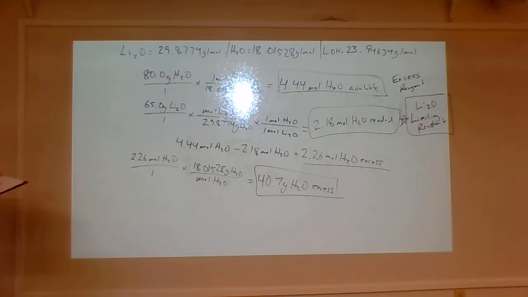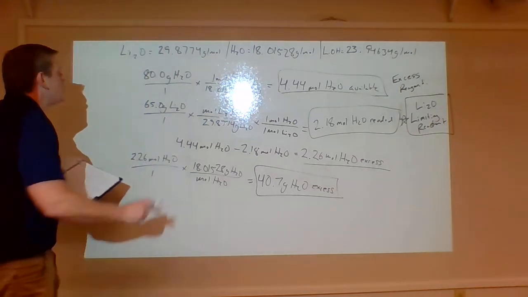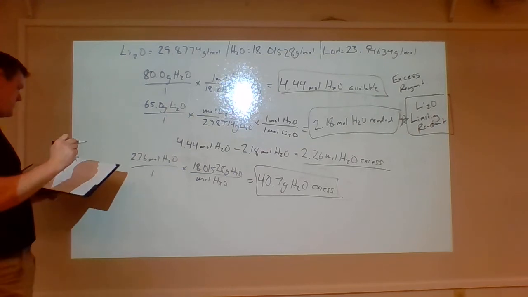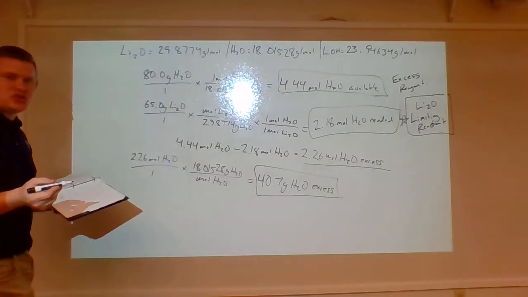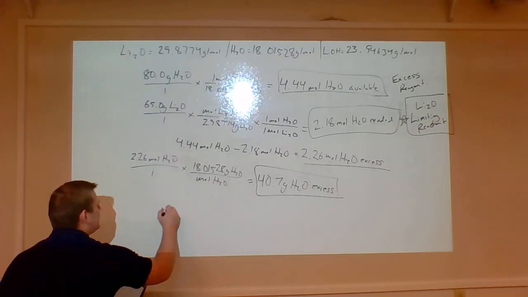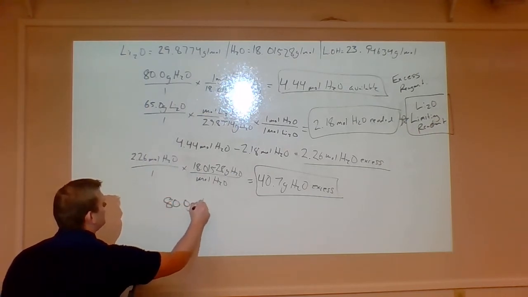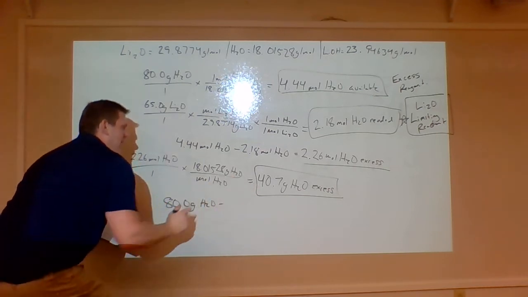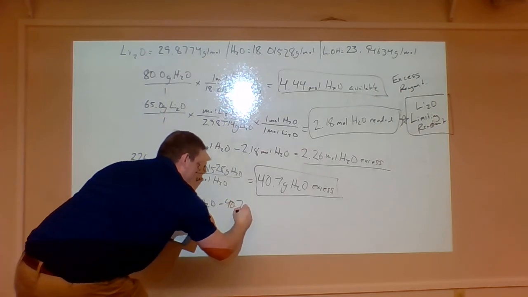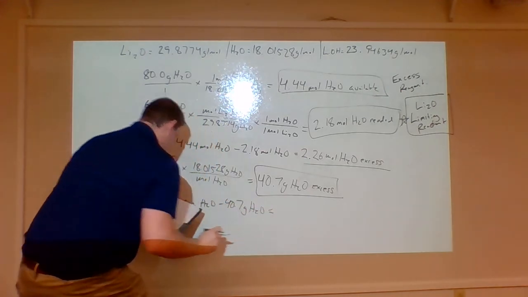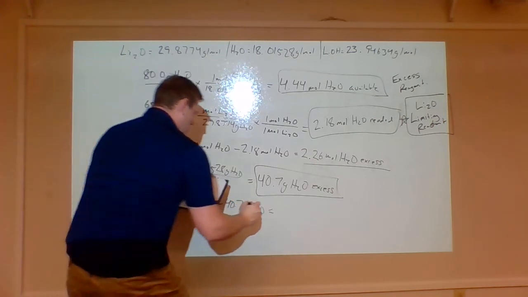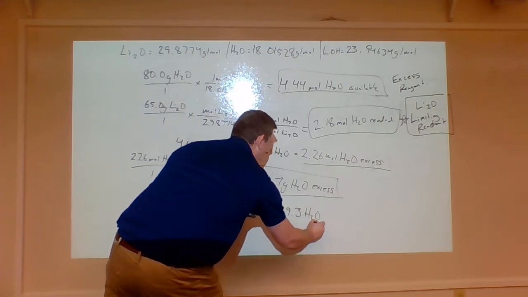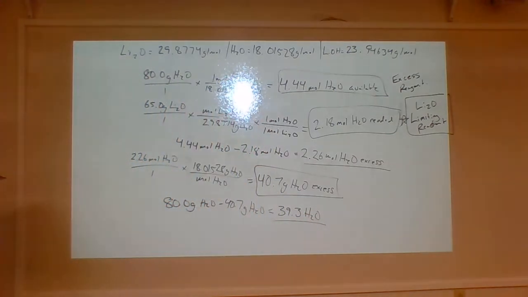So if we want to see how much of this water was used, we started off with 80 grams of H2O. So to see how much H2O was used, we take our 80 grams of H2O that we started with, minus the amount that's left in excess. 40.7 grams of H2O is left in excess. So that means we only used 39.3 grams of H2O.